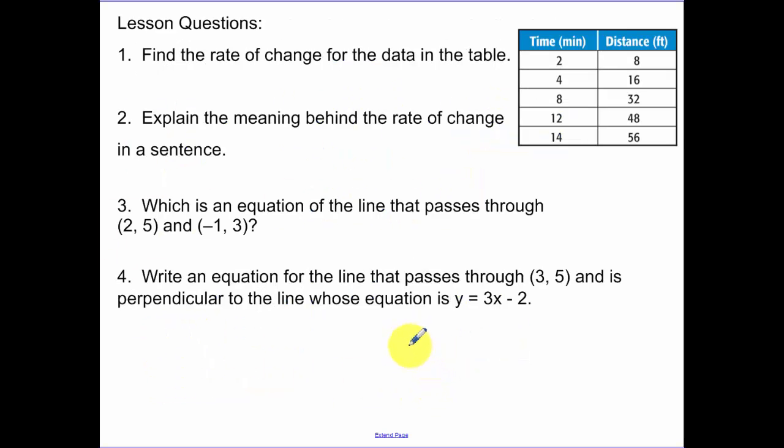Okay, there are your lesson questions for the day. Find the rate of change. Explain the meaning in a sentence. Finding our slope and finding the equation of the line. And make sure that you give me improper fractions for your answer. And please make sure that's submitted on time.